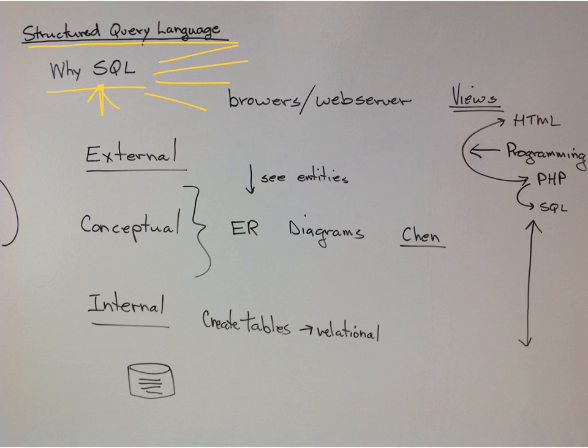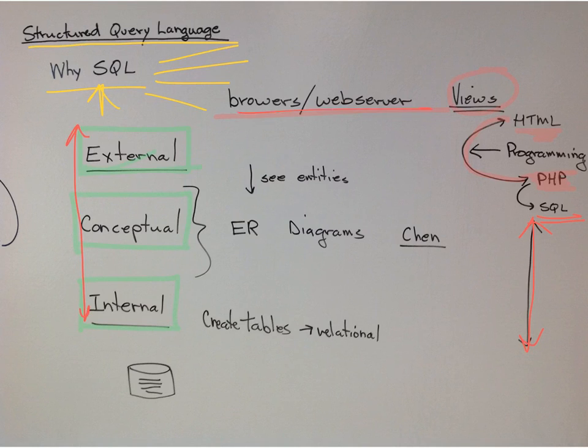So we look at this in general here. Take this overall view: the external, conceptual, and internal. Let's take a closer look at it. External, up here at the top, we have browsers and web servers, and we have the views of the data. Code and HTML, and then HTML can include PHP, and PHP will allow us to access SQL. So this programming part kind of runs the gamut here all the way through our design phases a little bit.